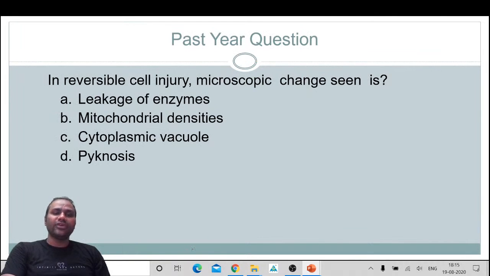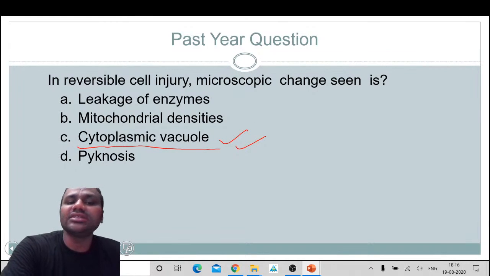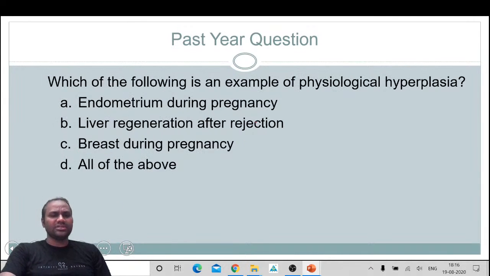The first question: in irreversible cell injury, the microscopic change seen is: no leakage of enzyme, mitochondrial density, cytoplasmic vacuoles, or pyknosis. Now you can see the basic changes in reversible cell injury: cytoplasmic vacuoles, hydropic vacuoles, are the first thing seen in reversible cell injury. Mitochondrial densities can be seen, but those are in irreversible cell injury.